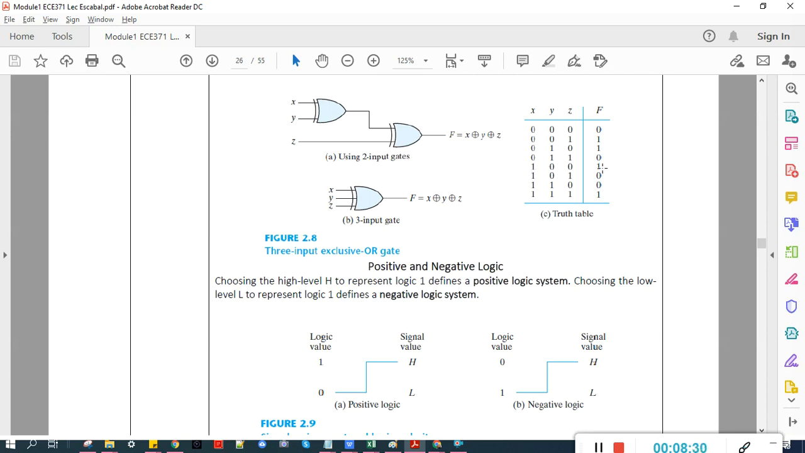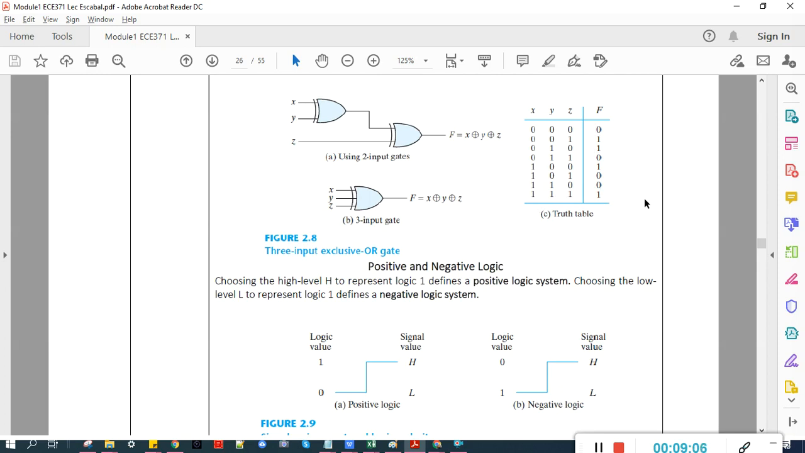Well, here we have 1, so it's 1 here. Here we have 2, so the output is 0 because the number of ones is 2, which is even. Same here, even, therefore output is 0. For the last one, we have 1, 1, 1, which is 3. There are 3 ones, which is odd. So we have 1 at the output, F.